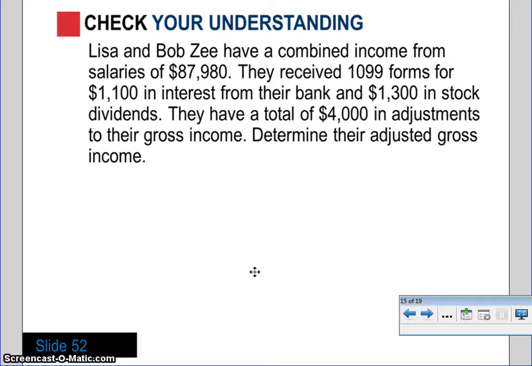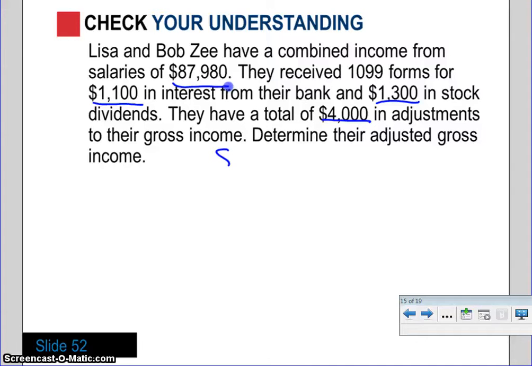Next, Lisa and Bobsy have a combined income from salaries of $87,980. They receive a 1099 form for $1,100 in interest, a $1,300 stock dividend, and they have $4,000 in adjustments to determine their adjusted gross income. Please solve this. Come back when you're ready.